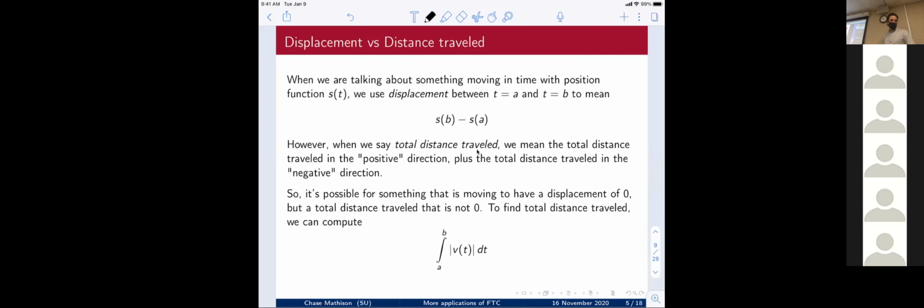So to find the total distance traveled, we can just compute the integral from a to b of the absolute value of v of t. So the absolute value of v of t is called the speed sometimes. V is velocity. The absolute value of v is called speed. Okay. So if anyone ever asks what their speed is, you don't want to give them a direction.